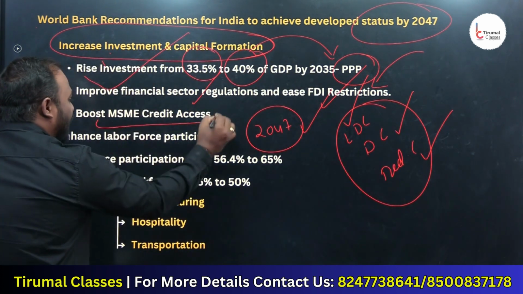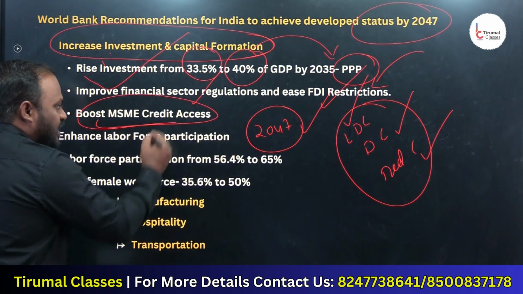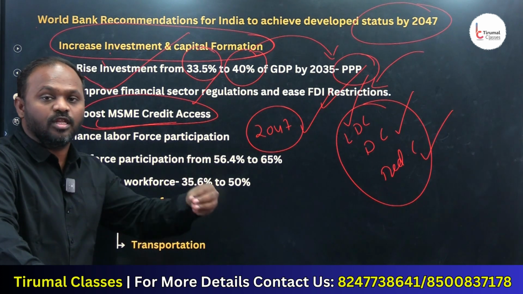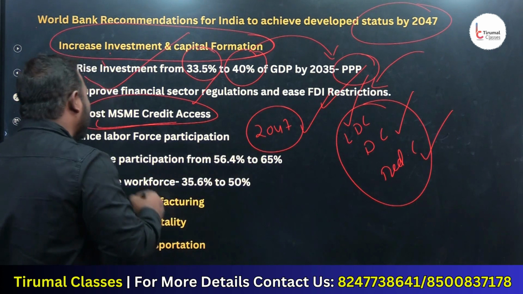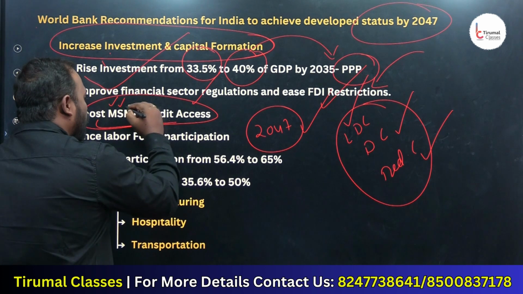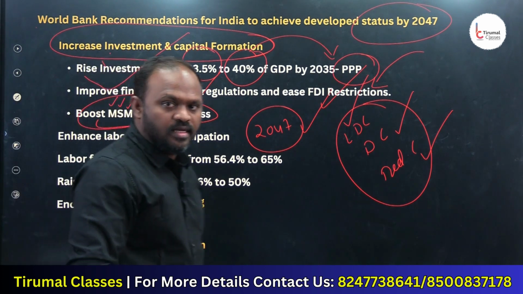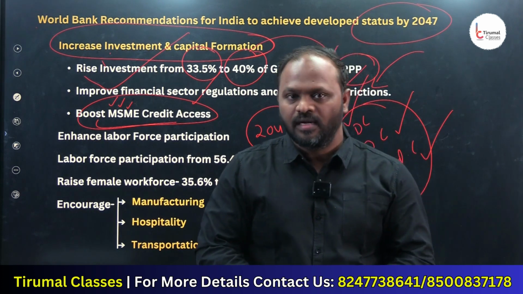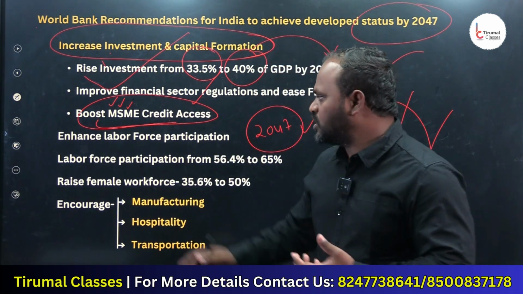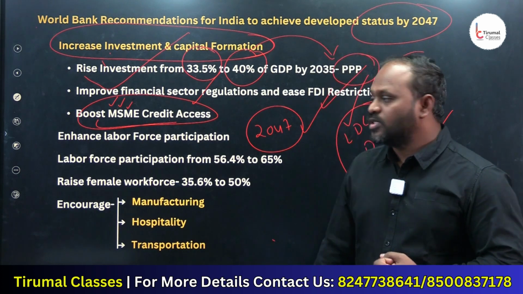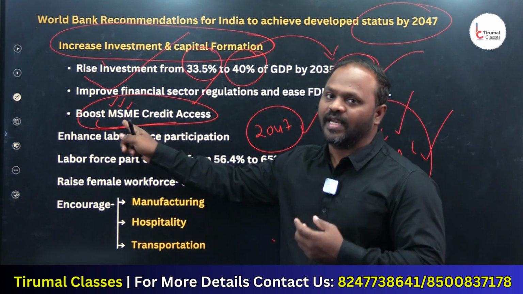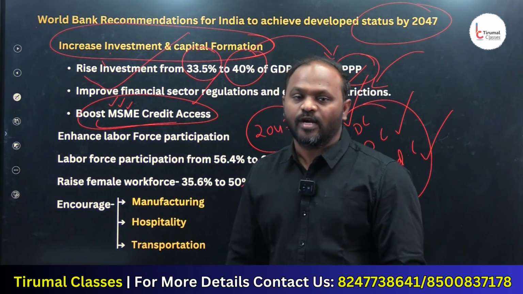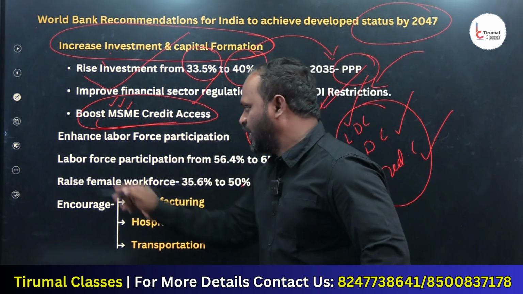Next, boost MSME credit access. Credit means appu, and MSMEs ki ఎక్కువ లోన్స్ అందుబాటులో ఉండేలా చూడాలి. What is MSME? Micro, small, medium enterprises. Remember, the large industries can't always create big employment. To create more employment, we should develop MSMEs. So MSME develop cheyali ante one of the things they want is credit access. వాటికి ఎక్కువ లోన్స్ ఫెసిలిటీస్ అనేది క్రియేట్ చేయాలి.